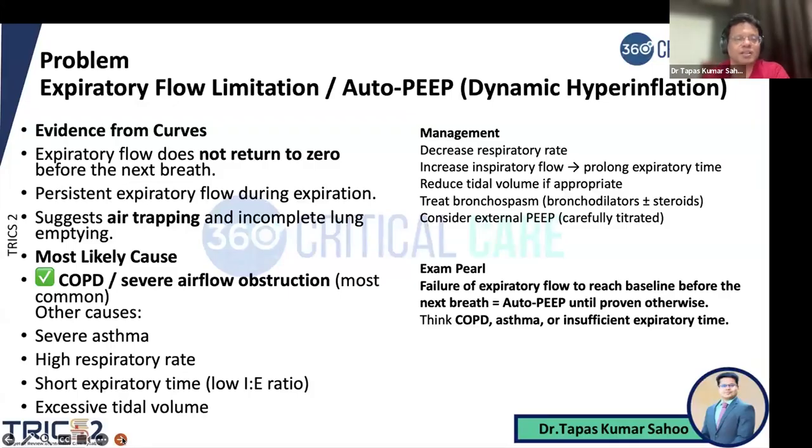Now, there are a lot of causes of auto PEEP or dynamic hyperinflation or expiratory flow limitation. The most likely cause is COPD or severe airflow obstruction. Along with that, there can be causes like severe asthma, high respiratory rate, short expiratory time, excessive tidal volume. How are you going to manage? You have to just reverse the problem: decrease the respiratory rate, increase the inspiratory flow. As a result, what would happen? Your expiratory time would be prolonged.